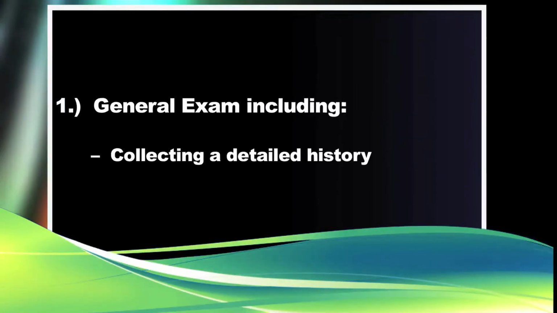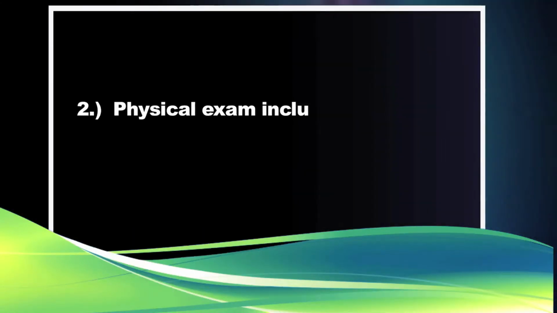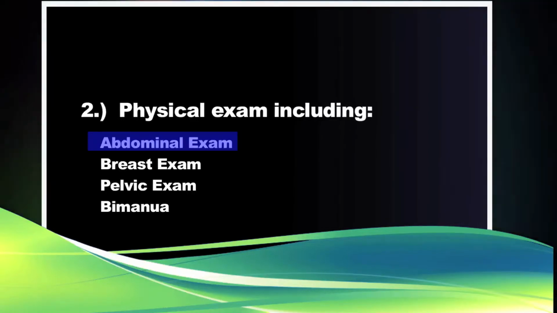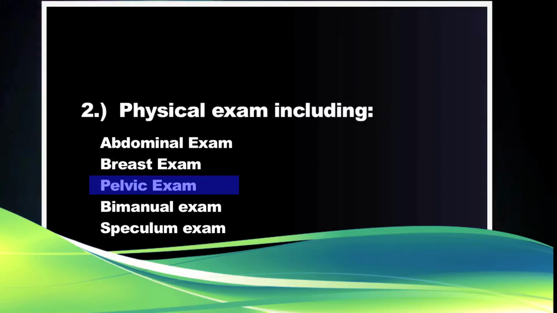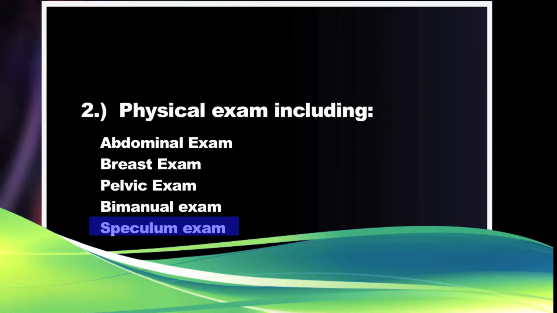Here, you need to look by examining the client for abnormalities, gynecological conditions, and sexually transmitted infections, and manage by treating them appropriately. The general examination starts by taking the client's blood pressure and weight. Next is the physical examination, which includes abdominal, breast, and pelvic examinations. The pelvic examination includes the bimanual palpation and the speculum examination.